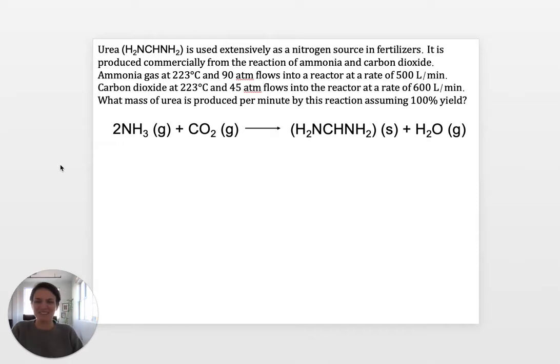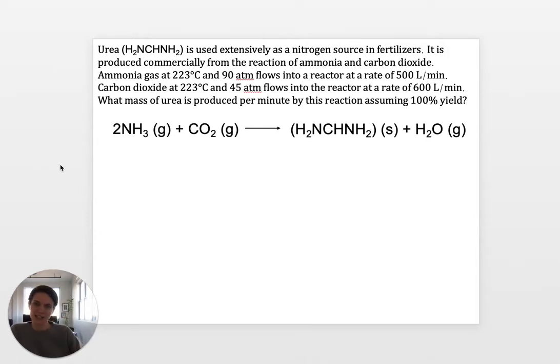So here's our problem. Urea is used extensively as a nitrogen source in fertilizer. It is produced commercially from a reaction of ammonia and carbon dioxide. Ammonia gas at 223 degrees Celsius and 90 ATM flows into a reactor at a rate of 500 liters per minute. Carbon dioxide is at 223 degrees Celsius and 45 ATM, flowing into a reactor at a rate of 600 liters per minute. What mass of urea is produced per minute by this reaction, assuming 100% yield?